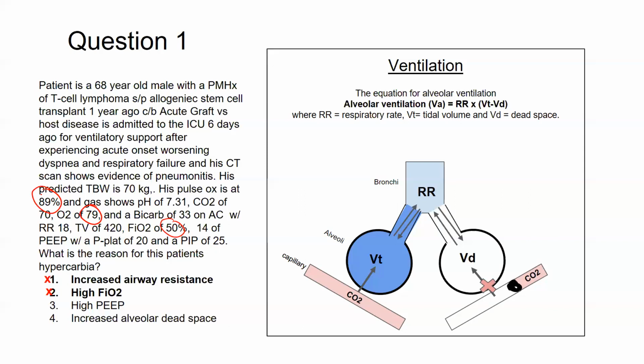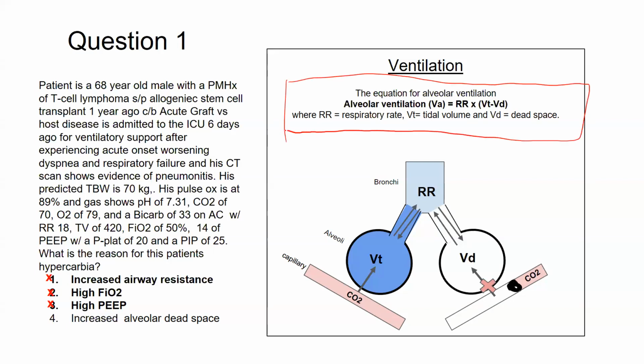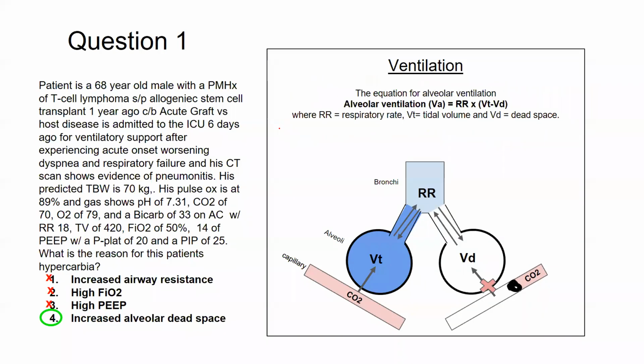The next one that was incorrect is high PEEP. PEEP doesn't really do much. If you look at the ventilation equation, PEEP really isn't in here. It's more a function of your respiratory rate, your tidal volume, and your dead space. So the actual correct answer here is this patient actually has a lot of increased alveolar dead space.